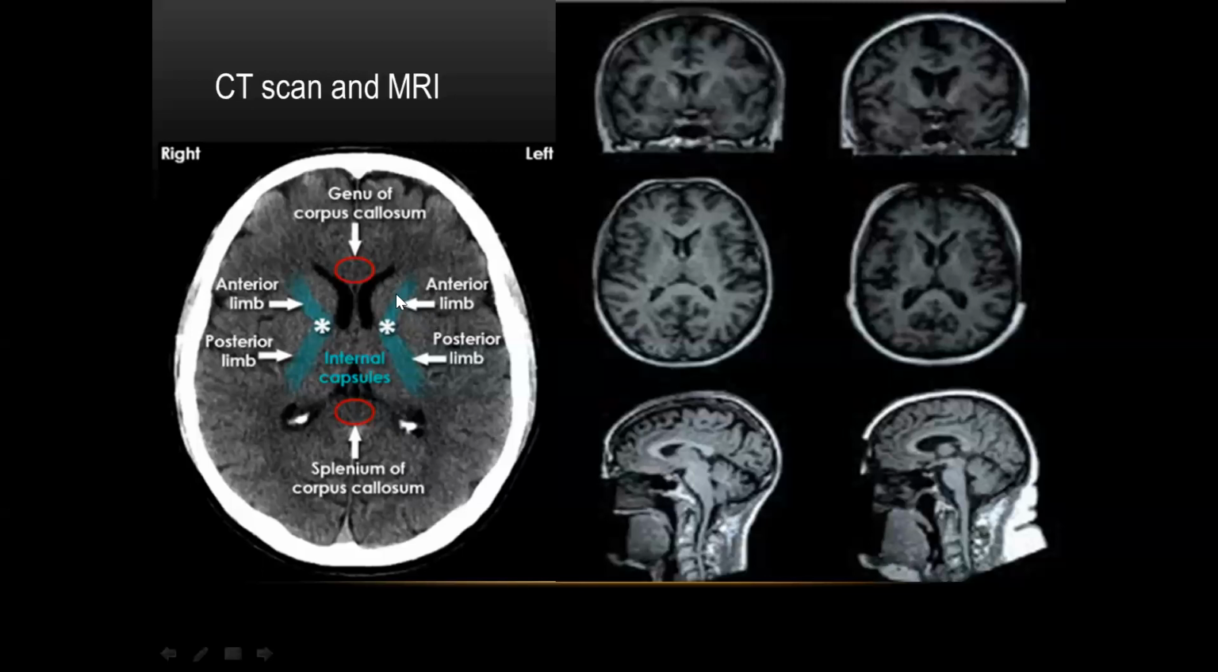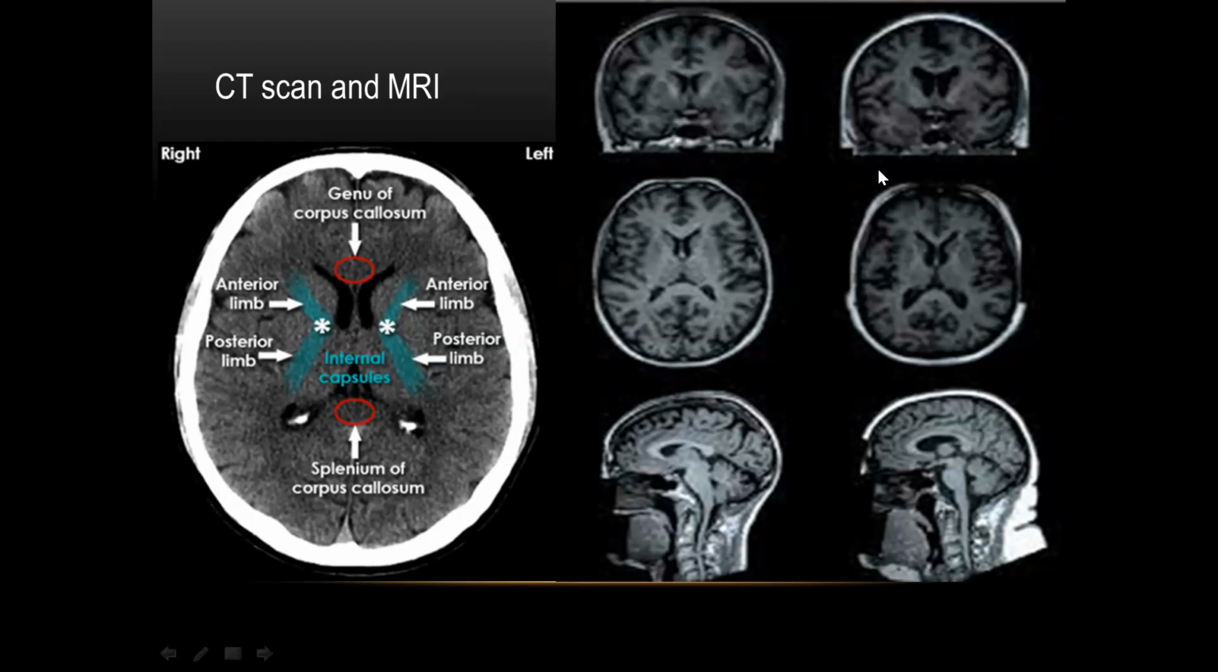Here is the CT scan. This is the part of the corpus callosum called the genu. This is the posterior part of the corpus callosum, the splenium, and this is the projection fiber, the most important one, the internal capsule: anterior limb, genu, and posterior limb.